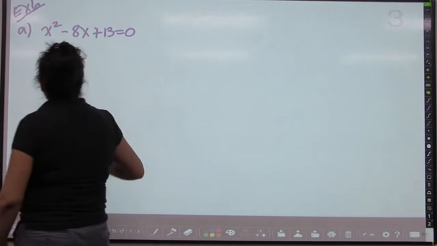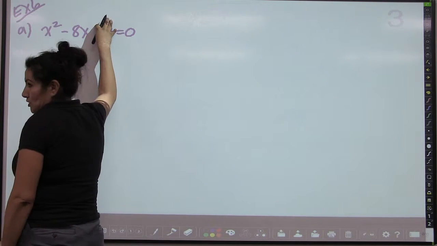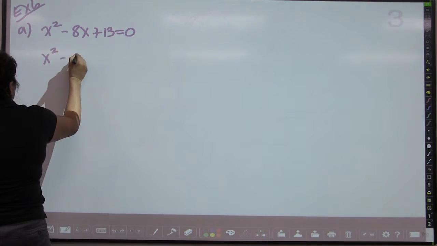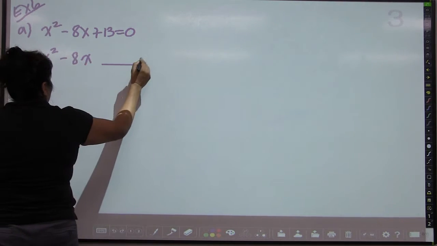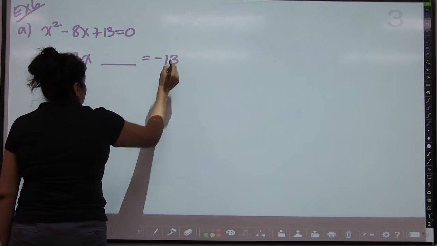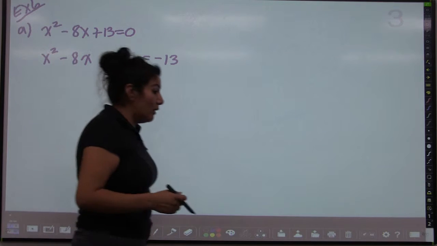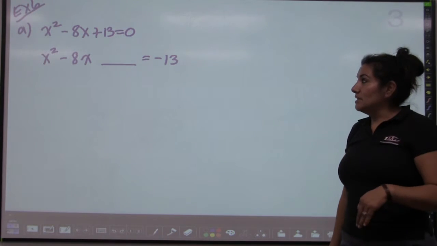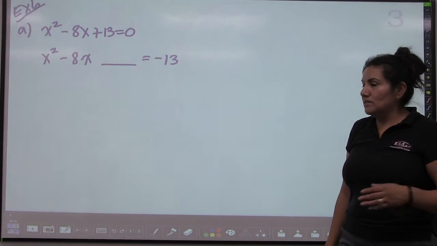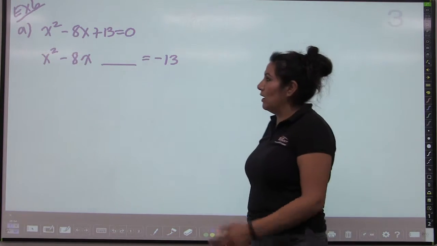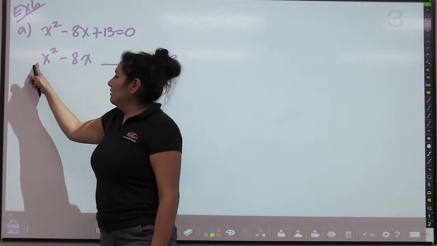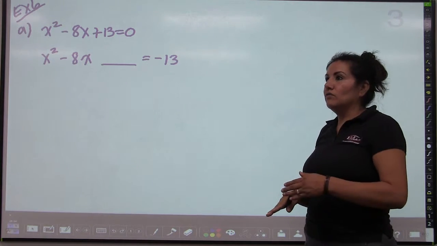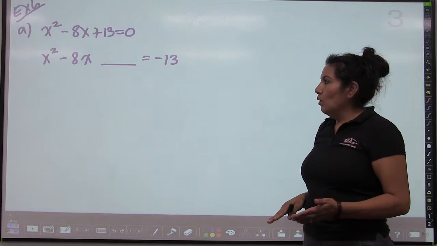First thing you want to do is get rid of your constant term to the other side. So we're going to go x squared minus 8x blank equals negative 13. All right? And by the way, you'll notice that in part A, it's going to be easier than part B because part A doesn't have a coefficient in front of x squared. The coefficient here is 1. These are the easiest cases. This will be different when you have a number in front of the x squared, which will be part B.